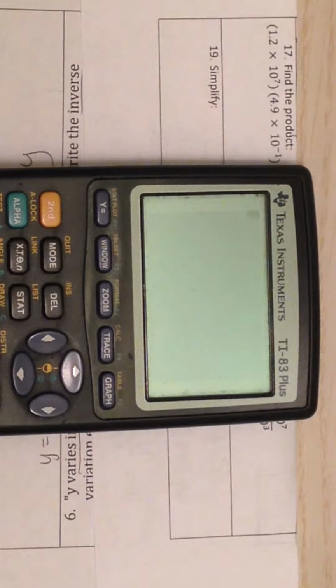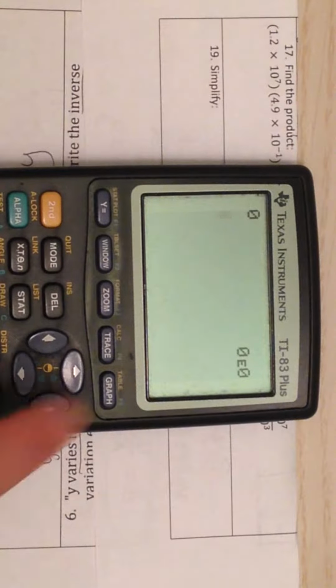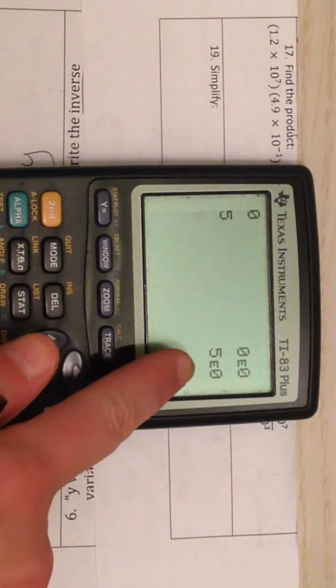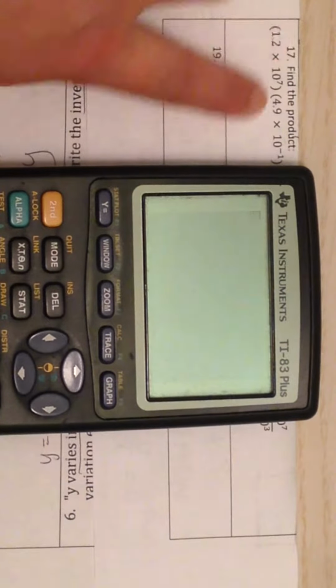So anything we put into the calculator now is going to come back in scientific notation. So that E right there is standing for your exponent. So we would write, well, let's do one a little bit better than that. How about 5? We would write 5 times 10 to the 0 for that. So let's go ahead and put in, for number 17, exactly as we see it.